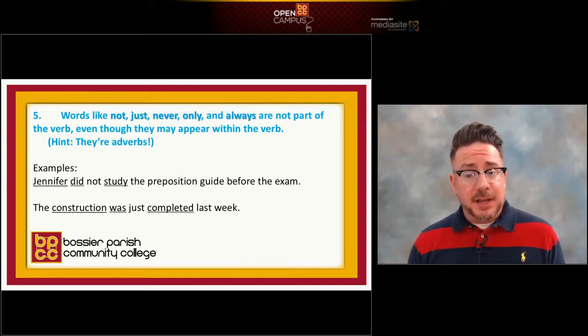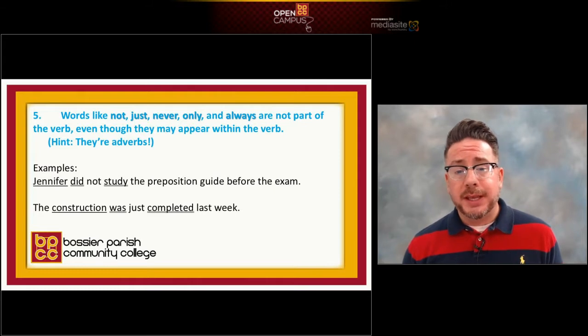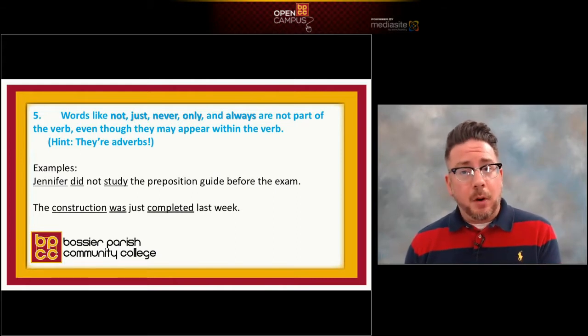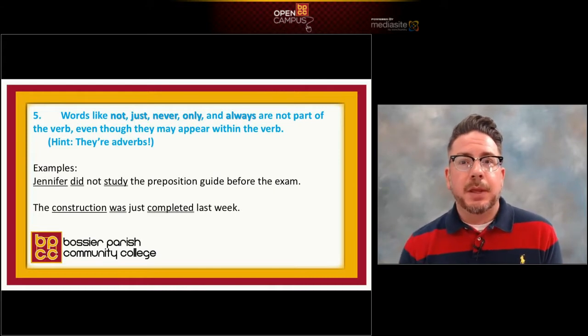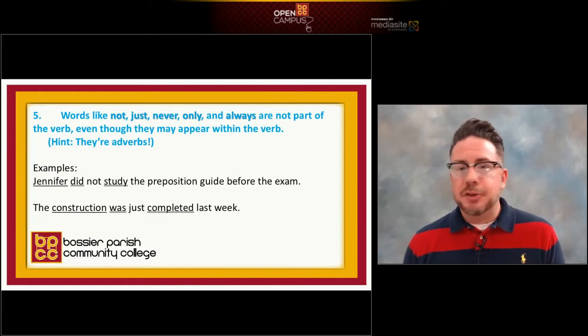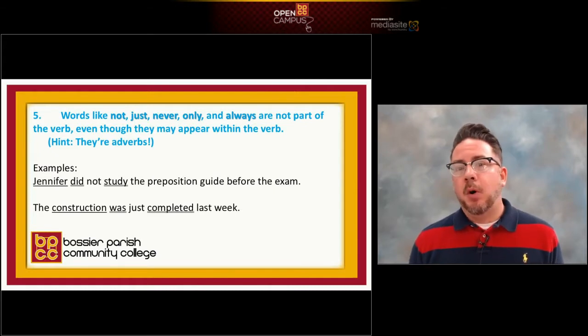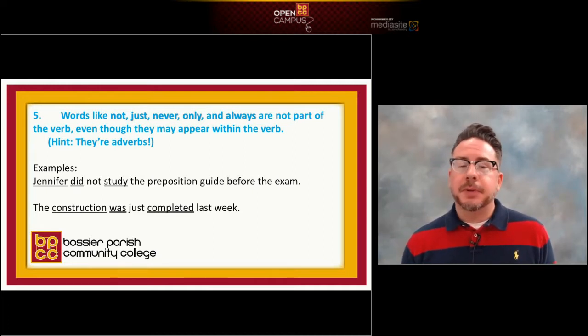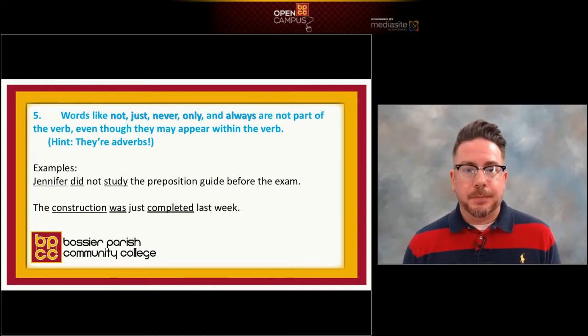Jennifer did not study the preposition guide before the exam. Jennifer is the subject. Did study is the verb. Not is not part of the verb, even though not falls right smack in the middle of that verb, between the helping verb and the main part of the verb. But we do not underline not as part of the verb. If you were to do that on a quiz, it would be incorrect because not is an adverb.